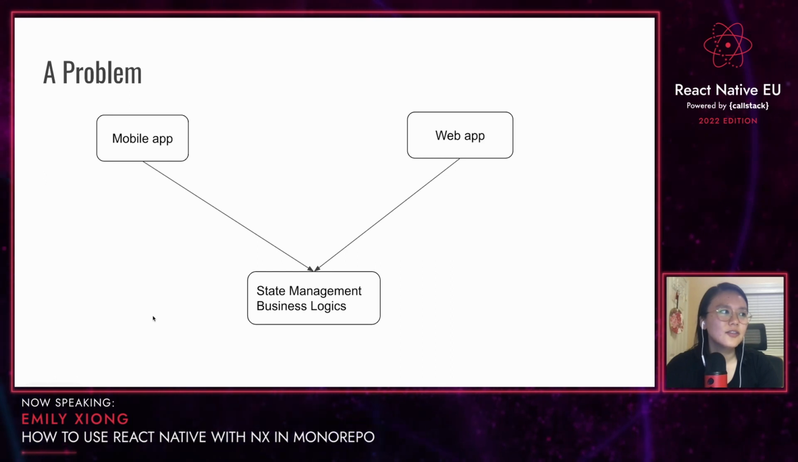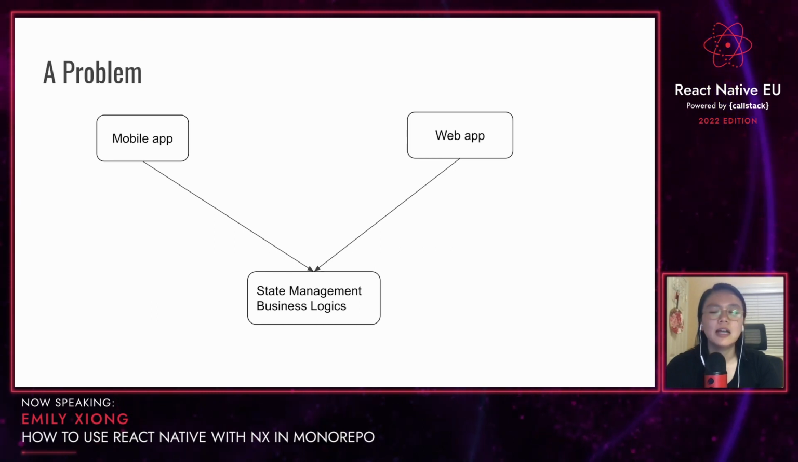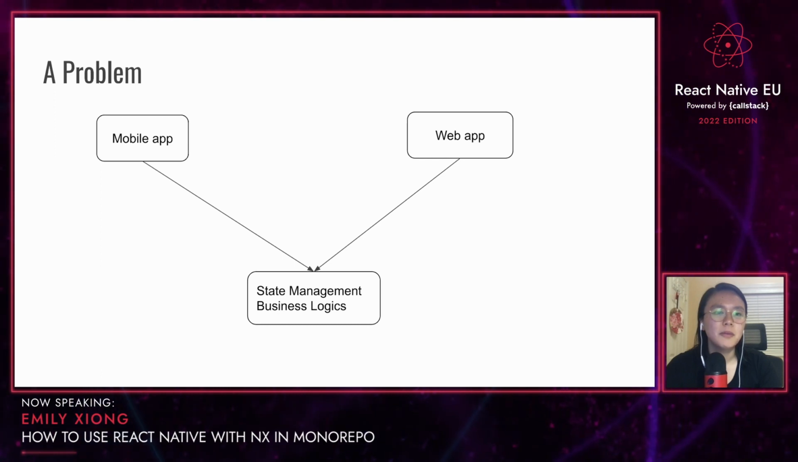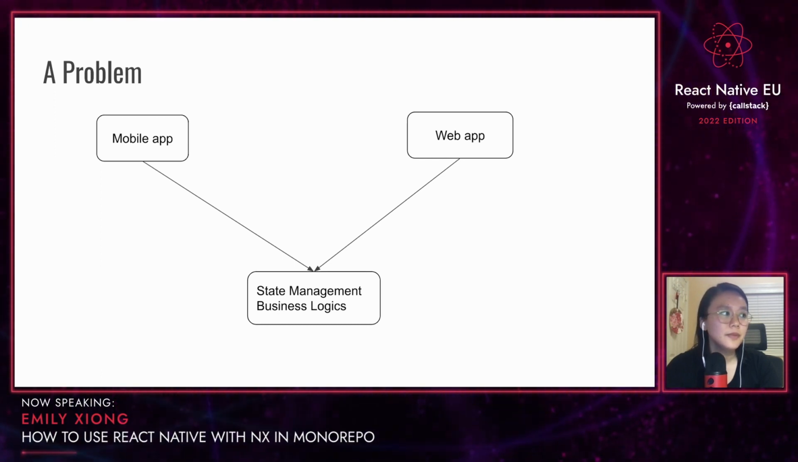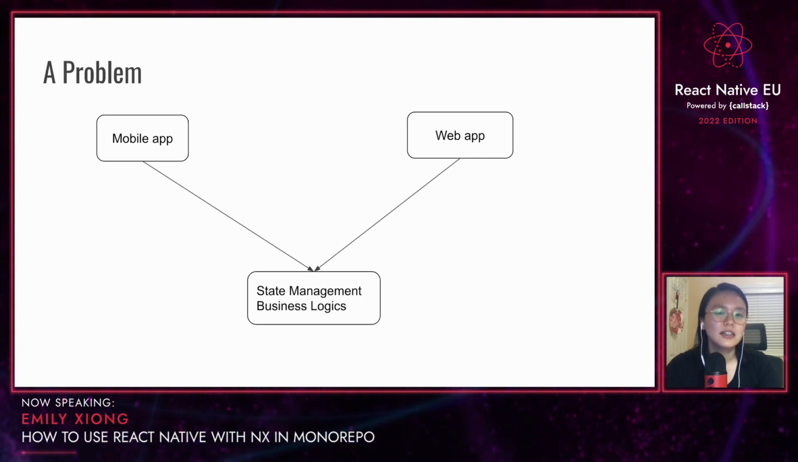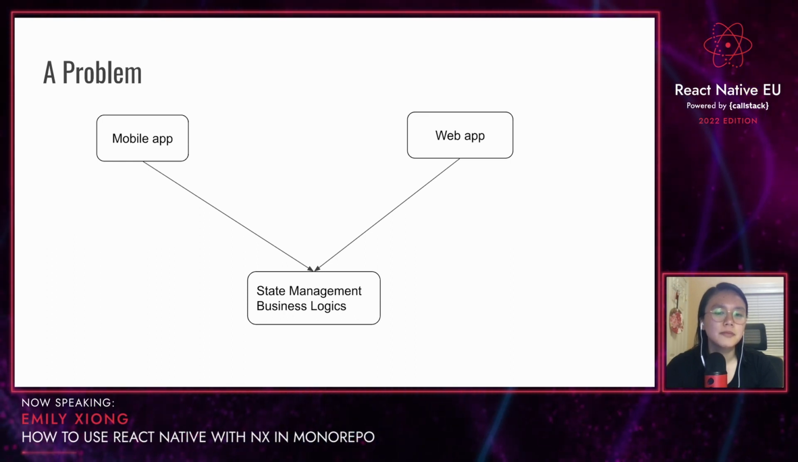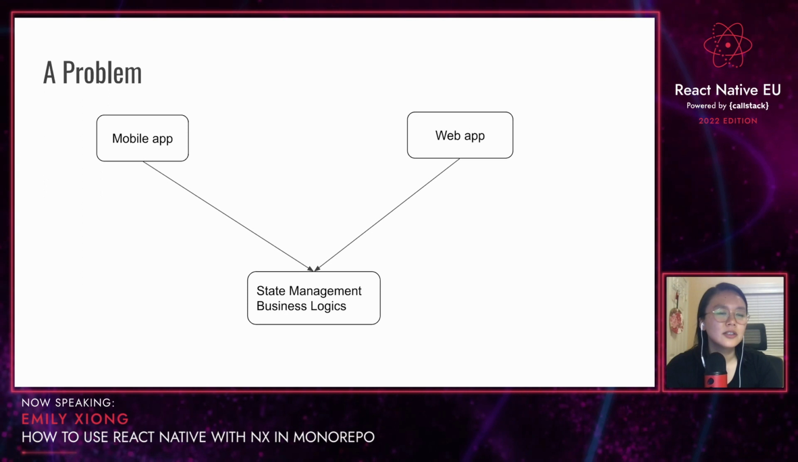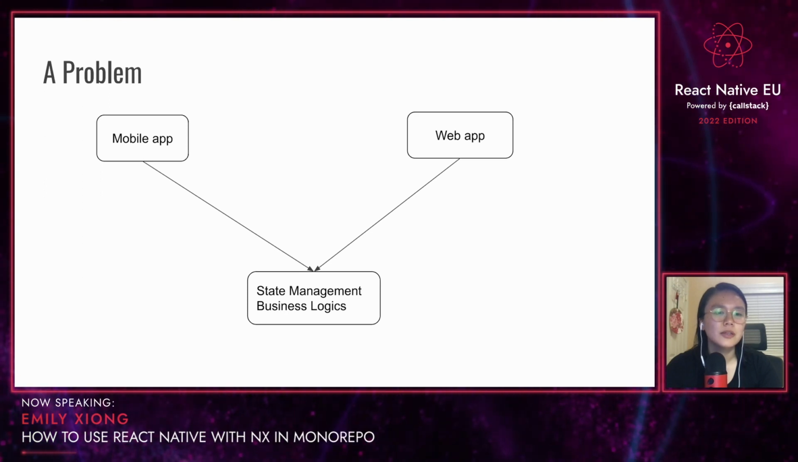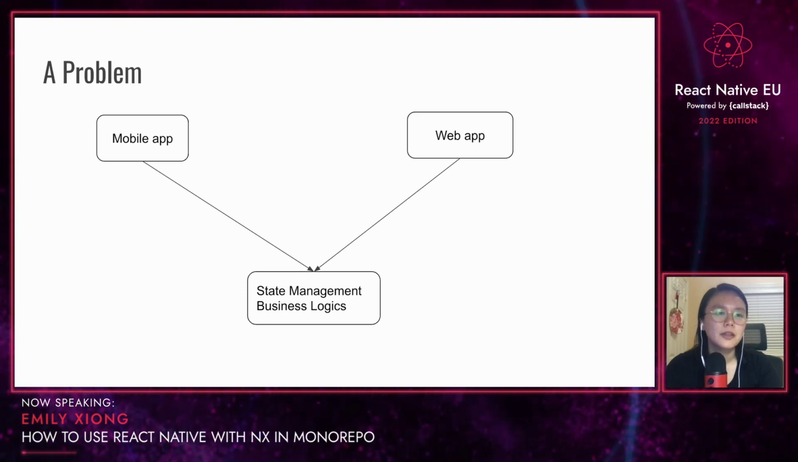Or this is a different problem I might have. For instance, for my organization, I have both mobile apps and web apps. I choose React Native as my mobile tech stack and React as my web tech stack. So how do I share code between these two different tech stacks? For example, I want to share some non-UI code like state management, business logic. And I also want to have feature parity between my mobile and web app.